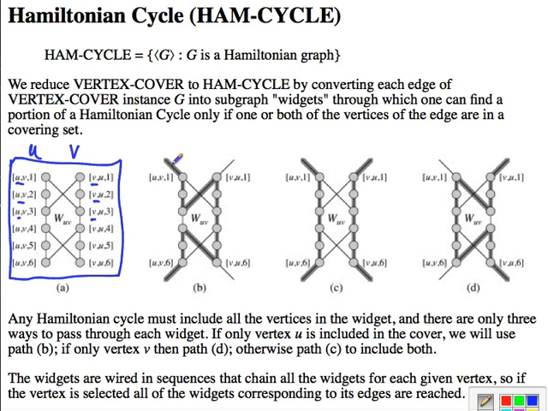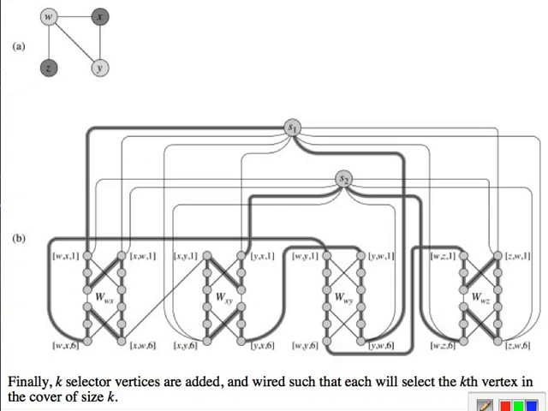One is if you enter with U and run through all the vertices and exit U, you're getting all of the vertices in there. And this corresponds to using vertex U in the cover. If we choose instead vertex V in the cover, we're going to enter on this side, run through all the edges, and exit on that side. If both U and V are in the cover, then we'll run through the widget this way. We then chain together all these widgets in sequences so that all the widgets for a given vertex, say U, are chained together. And then finally, we will add selector vertices.